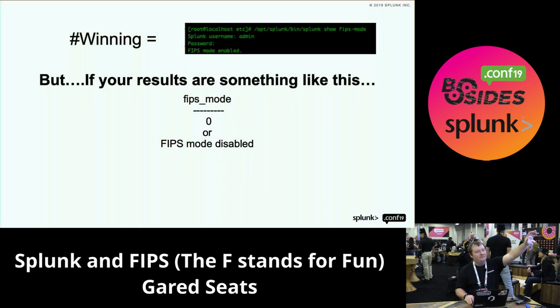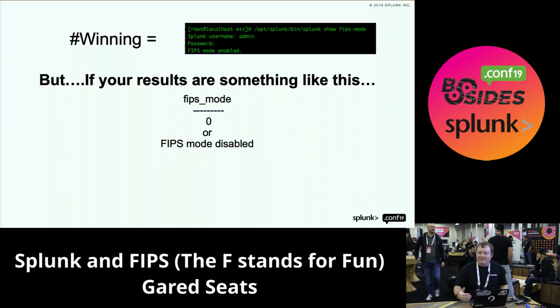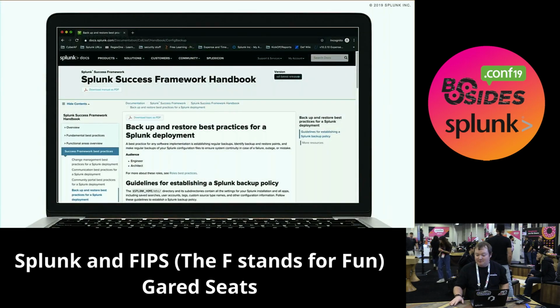So starting up, there's that CLI command I was telling you about. Admin, password, and then you see FIPS mode equals enabled. But if you see FIPS mode 0 or FIPS mode disabled, well, you got your Splunk system running and you're like, I don't have FIPS mode enabled, but I'm sure it can't be that hard to get it enabled. So the first thing you need to do, especially if you have a running Splunk instance, is check the Splunk docs and, oh yeah, look up how to back up your Splunk system.